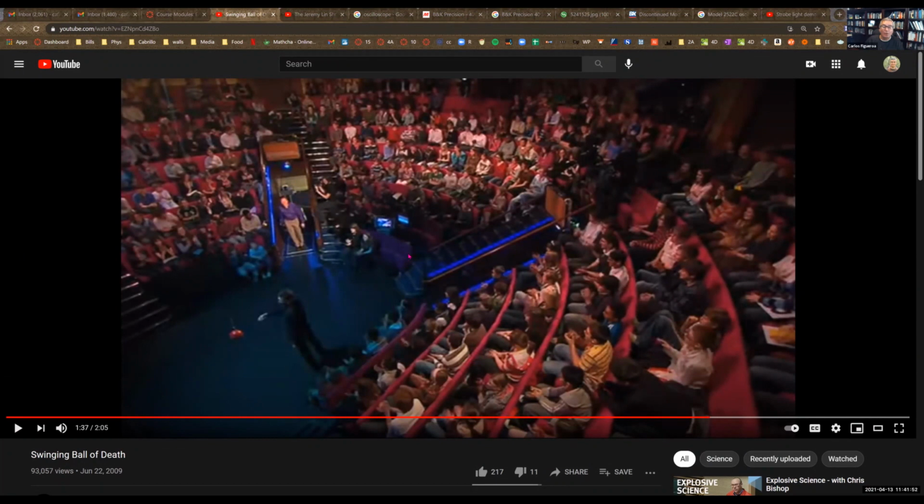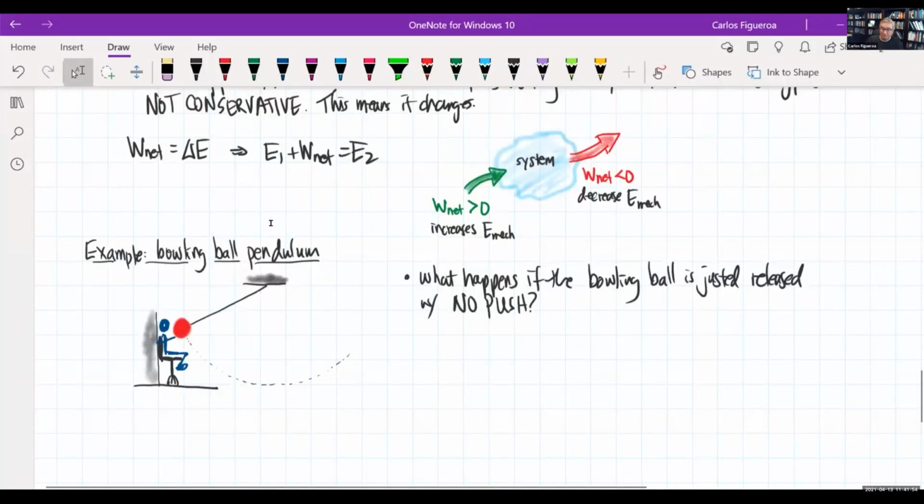What you're seeing here is that the bowling ball does not reach his face. It turns out that there's a little bit of friction right at the pivot, but the bottom line is that it comes down to this. When you look at how we want to look at this thing, one of the things that we can do here is set our height variable to 0 right here.